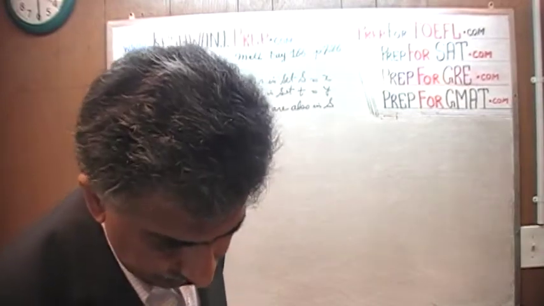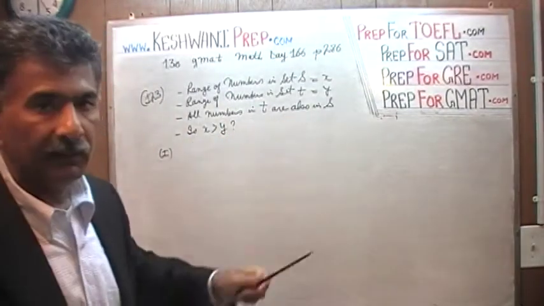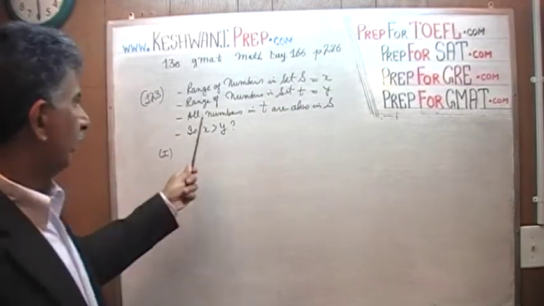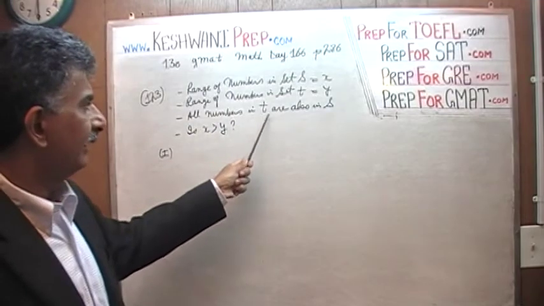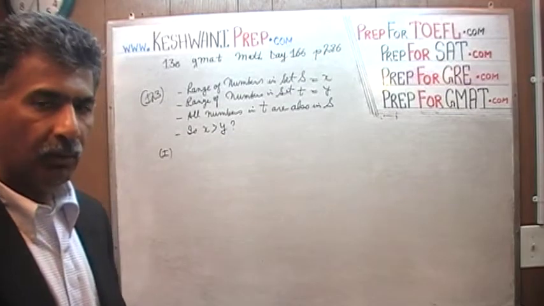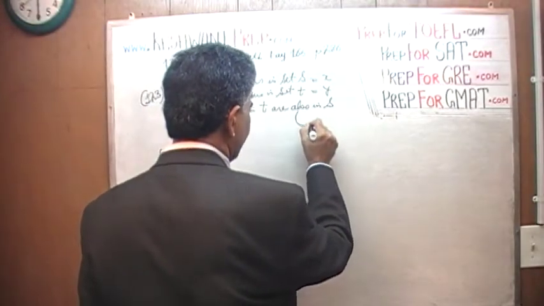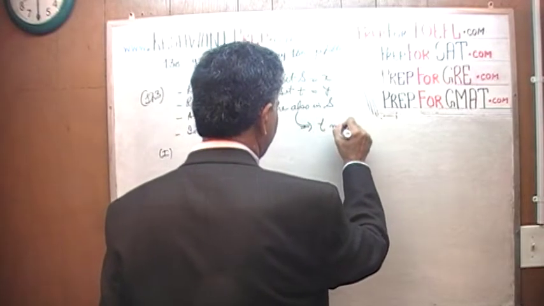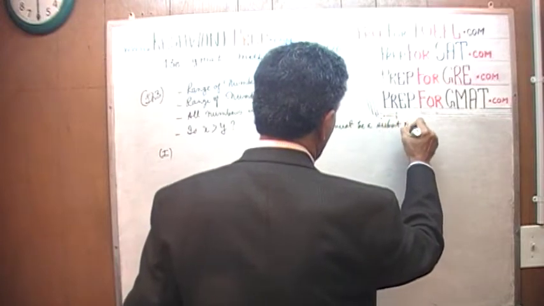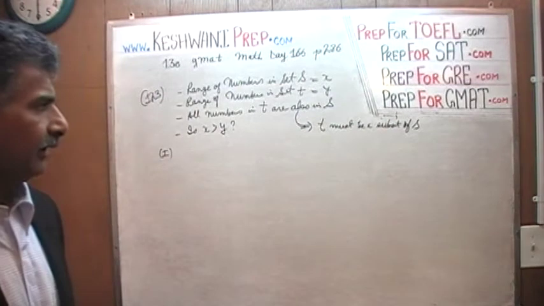It says the range of numbers in set S, we are told, is X. The range of numbers in set T, we are told, is Y. We are also told that all numbers in set T are also in set S. All the numbers that are in set T are also in set S, which tells us that set T must be a subset of S.